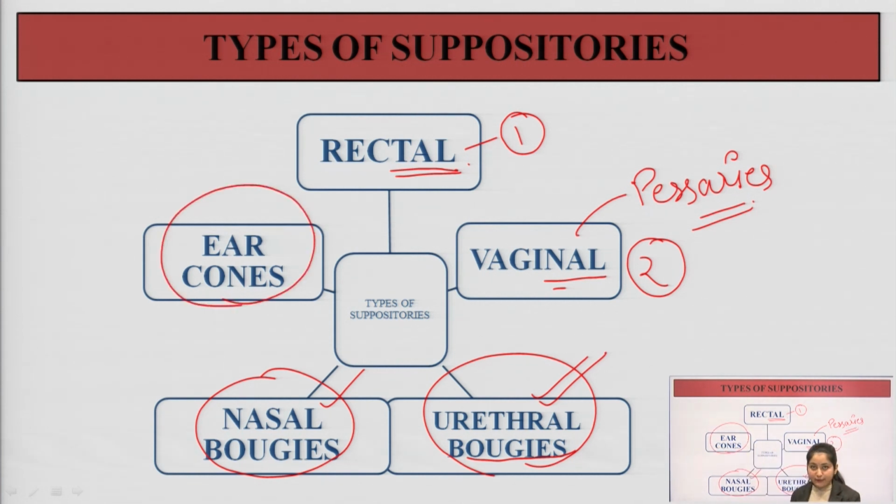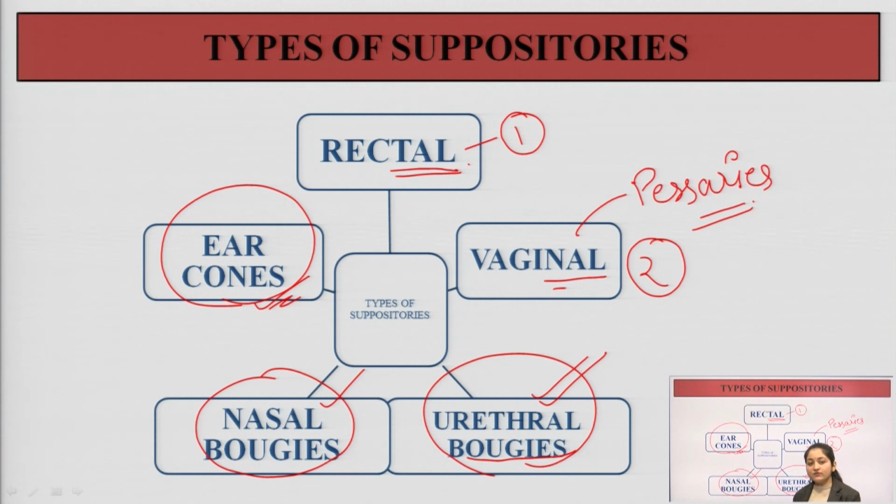If there is any ailment or disease in the ear, to be more precise, to produce a more local action, what do we do? We make local ear suppositories. Instead of giving drops, ointments, or many other things into the ear, we make ear cones.